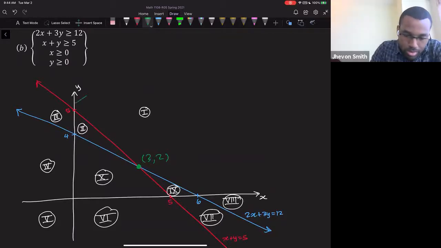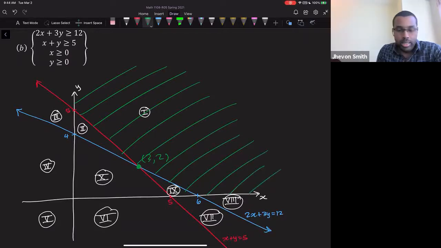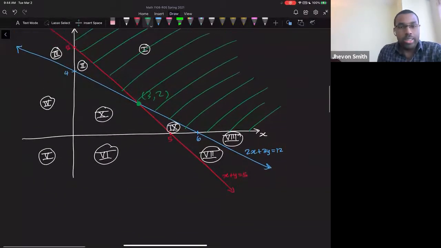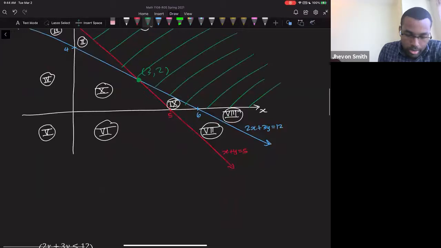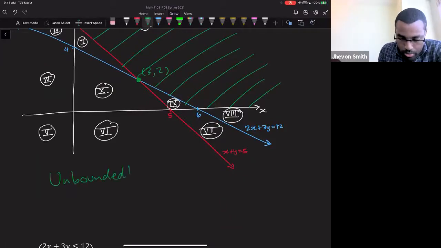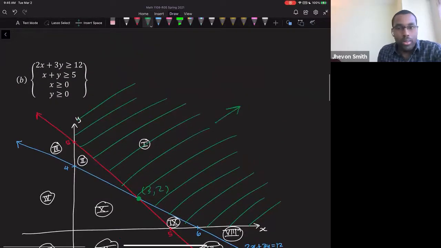So you have to be on top of the blue and on top of the red at the same time. Region 1, bounded or unbounded? Unbounded, right? Goes on forever. You can't contain it. There's no circle of finite radius that I can center at the origin that will cover everything. It keeps going on forever, it keeps going up.